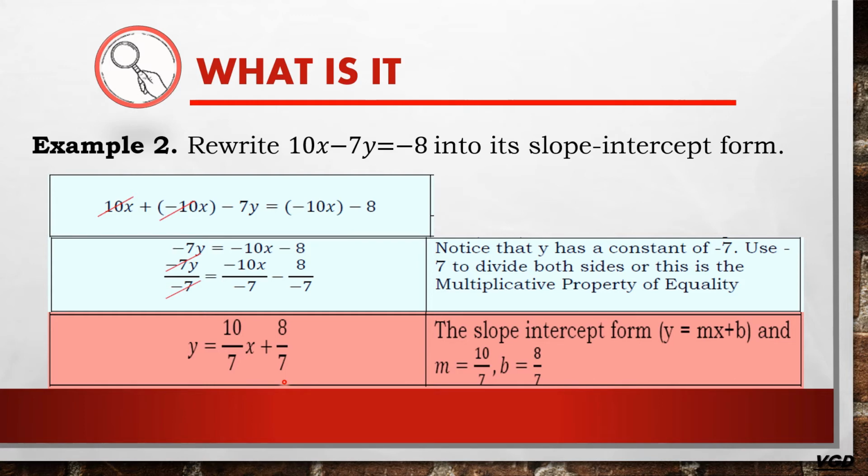And our y-intercept, which stands for b, is 8 over 7. So, therefore, the slope-intercept form of 10x minus 7y equals negative 8 is y equals 10 over 7 x plus 8 over 7.